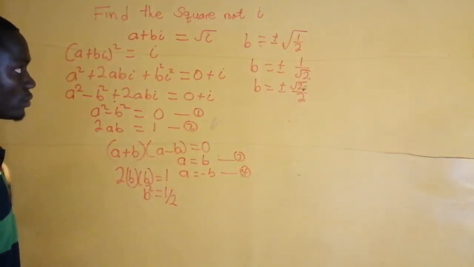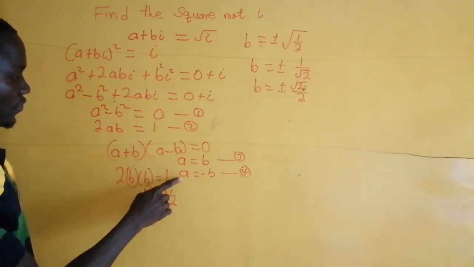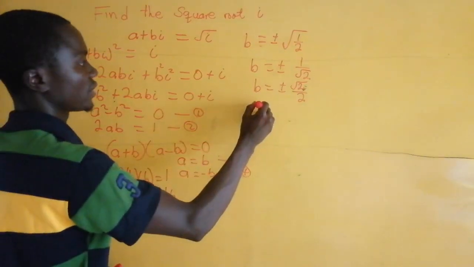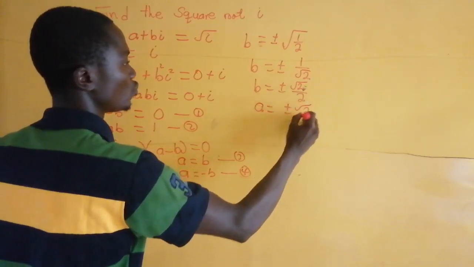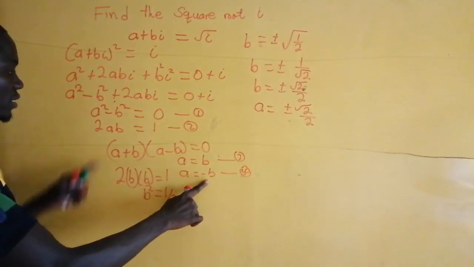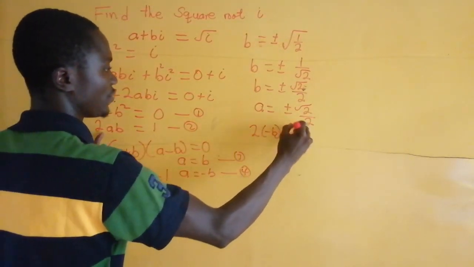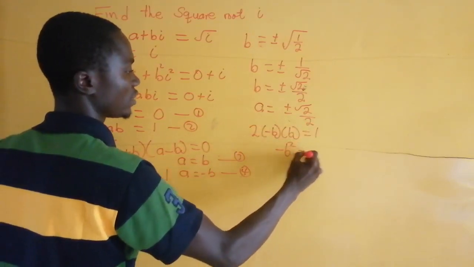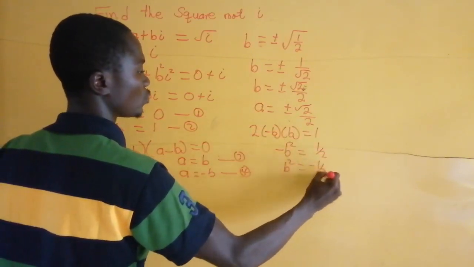Okay, now let us find a. For a equal to b, we have a also equal to plus or minus root 2 divided by 2. Now for a equal to negative b, we are going to have 2 times negative b times negative b equal to positive 1. And that gives us negative b squared equal to 1 on 2. And we have b squared equal to negative 1 on 2.